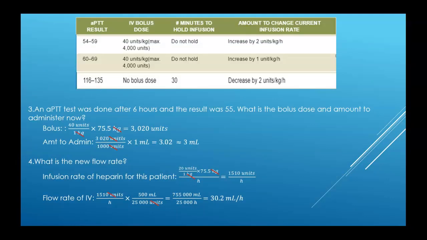Okay, so here is that heparin protocol. I just copied the parts we needed for these next few questions. So this question says the APTT test was done after 6 hours. The result was 55. What is the bolus dose and amount to administer now?